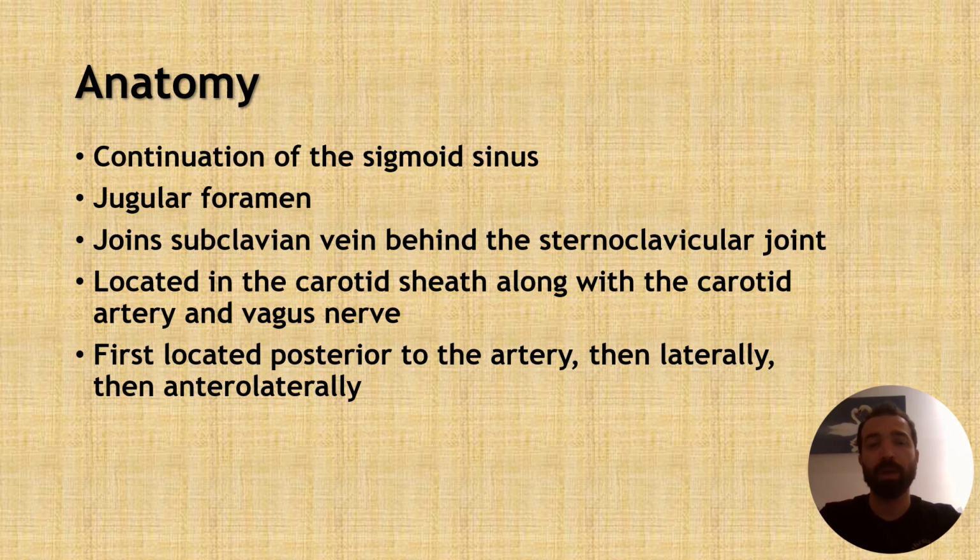It joins the subclavian vein behind the sternoclavicular joint. It is situated within the carotid sheath along with the carotid artery and the vagus nerve. From top to bottom, it is positioned first posterior to the artery, then lateral, and finally anterolateral to it.